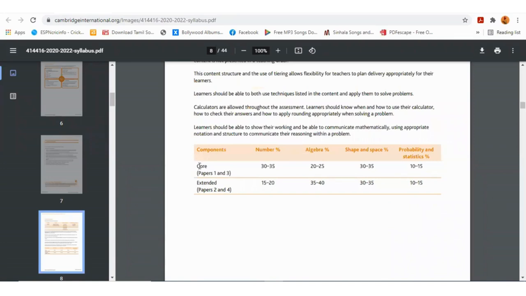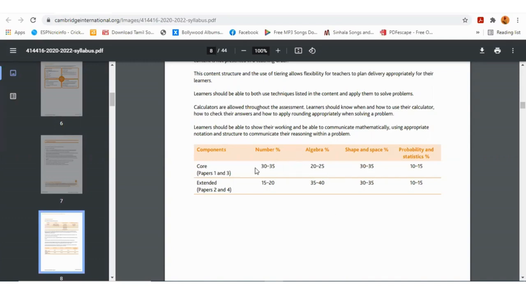Now, coming to the core and extended, generally what you will see is the core component is heavily towards the number chapter and the shape and space chapter. Percentage-wise, you can see the composition of the core papers are more towards those two areas. While for extended students, although shape and space is equally important, algebra is also given a lot of importance. So depending on the student that you're teaching, please try and focus on the necessary chapters that they need to really do well in their exams, okay?